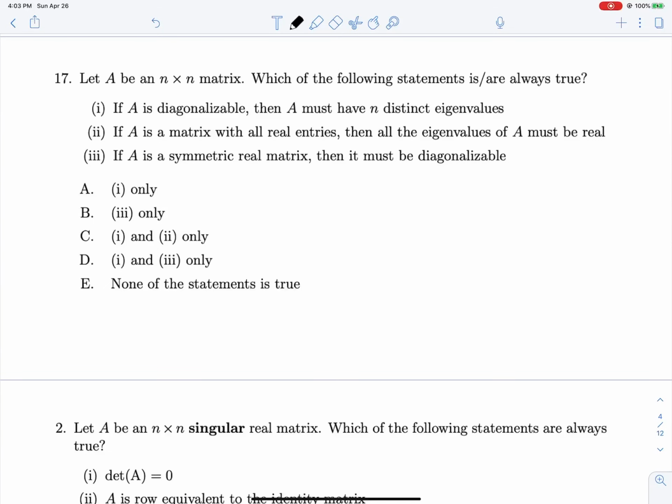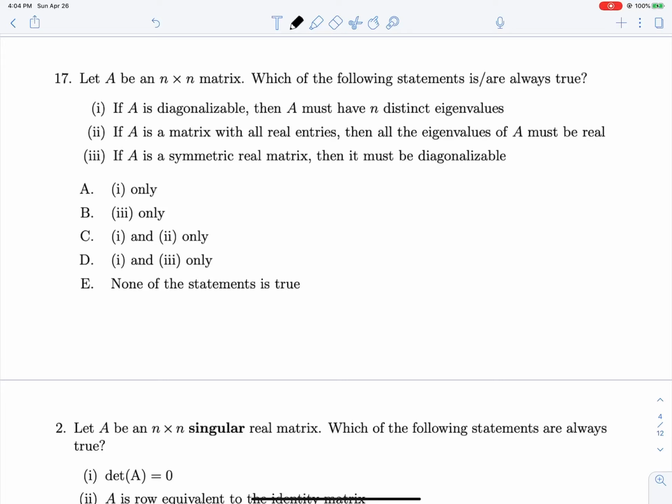17. A is an n by n matrix. Which of the following statements is or are always true? 1: If A is diagonalizable, then A must have n distinct eigenvalues. Nope. This is not true. If we have an eigenvalue with a multiplicity of 2, and that eigenvalue has 2 corresponding eigenvectors, then that will still work for our diagonalization.